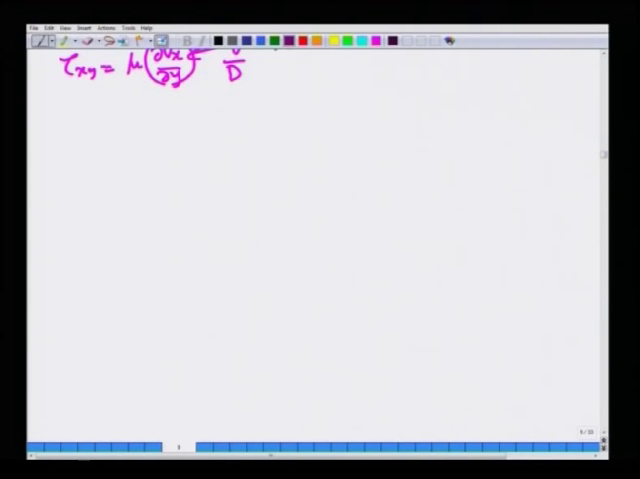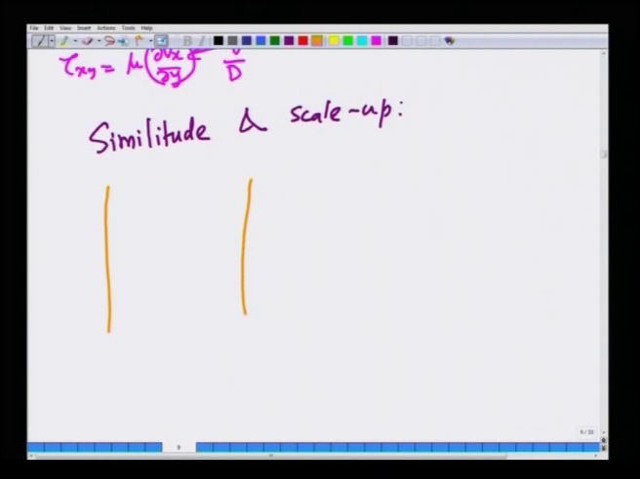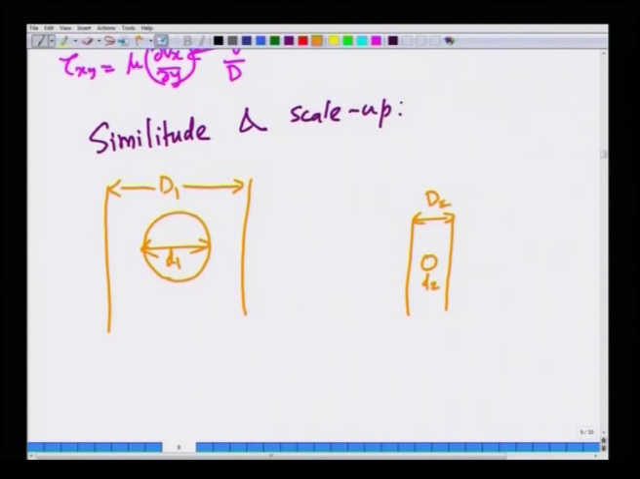Now, finally, we will discuss similitude and scale up. I pointed this out earlier itself, but let me also discuss this again in the context of an example. Okay. Suppose I have the motion of a sphere with diameter small d 1, and it is moving in a pipe of diameter capital D 1, and you have another system, a tiny sphere of diameter small d 2 moving in a pipe of diameter capital D 2. Okay. Let us say that the center of the sphere and the center of the axis of the pipe are identical in both cases.